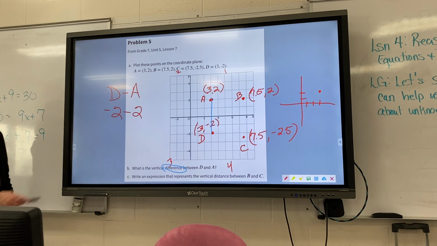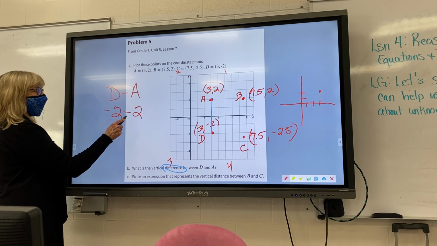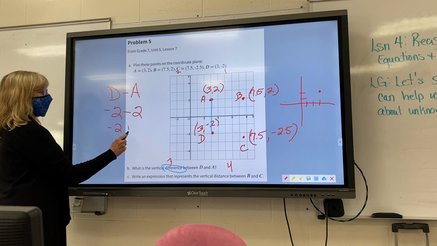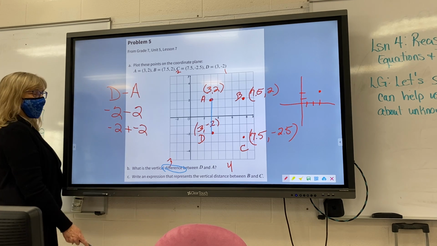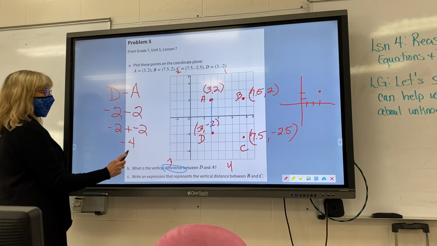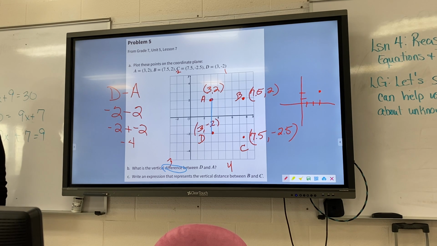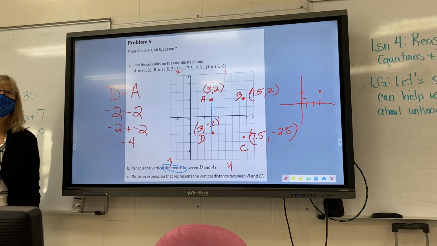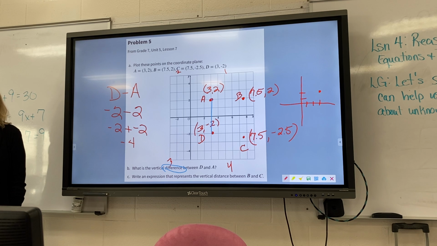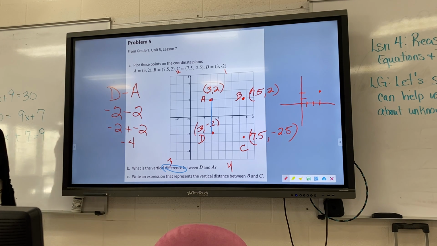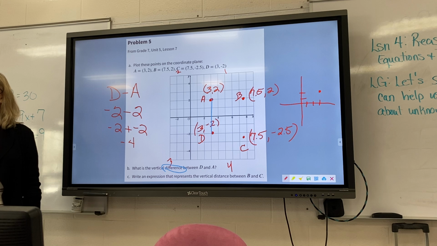Negative 4. Look at it again. Negative 4. Why is it negative 4 and not 0? Because if you copy change opposite, subtracting a positive is the same thing as adding a negative 2. Okay, so this is going to be negative 4. That's why I want you to change subtraction to adding the opposite, because you'll look at that every time and you'll go 0.